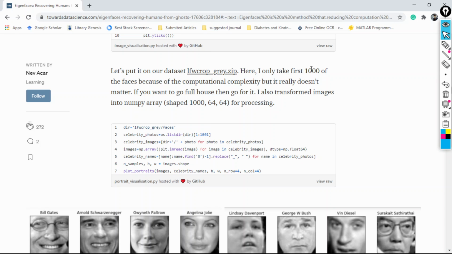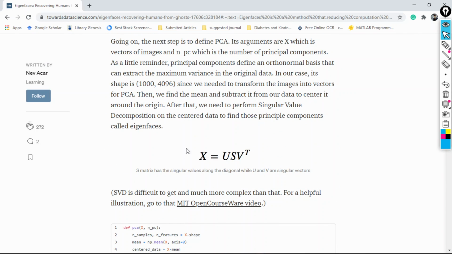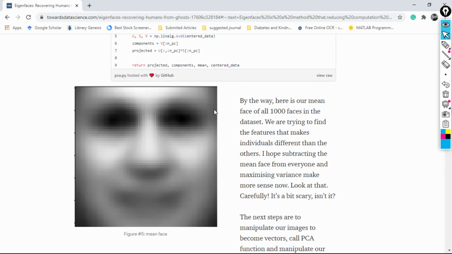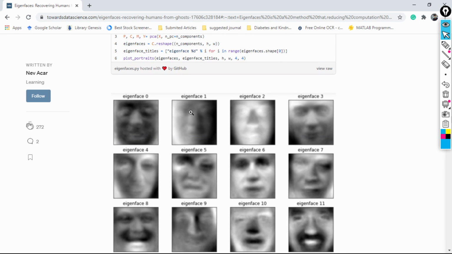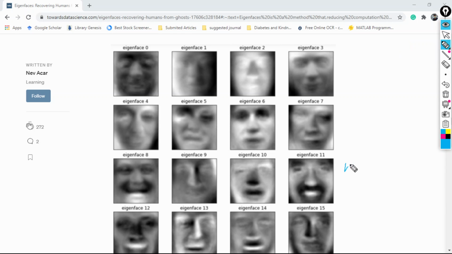After taking the first 1000, they applied this technique and converted the dimension to 64 by 64 and 1000 by 4096. We have already seen this. They applied principal component analysis through this code and took the average eigenface, the combined value of all. So these are the eigenfaces: first eigenface, second eigenface. In this case they have taken only 15 eigenfaces.